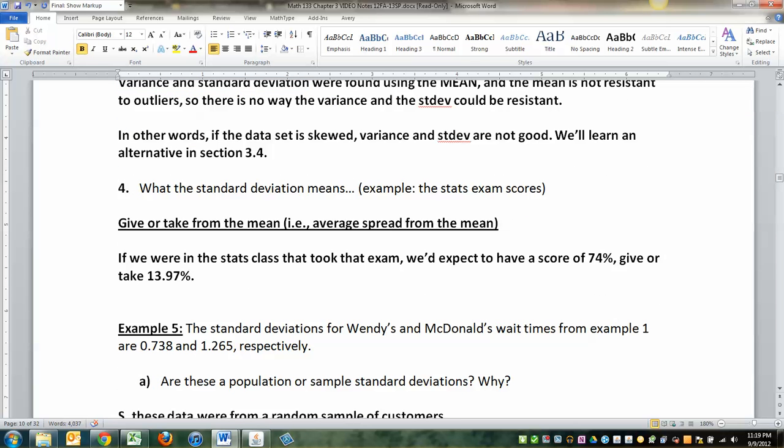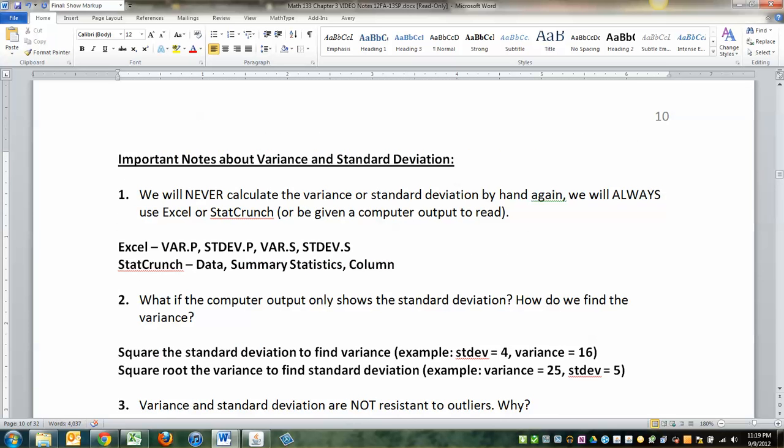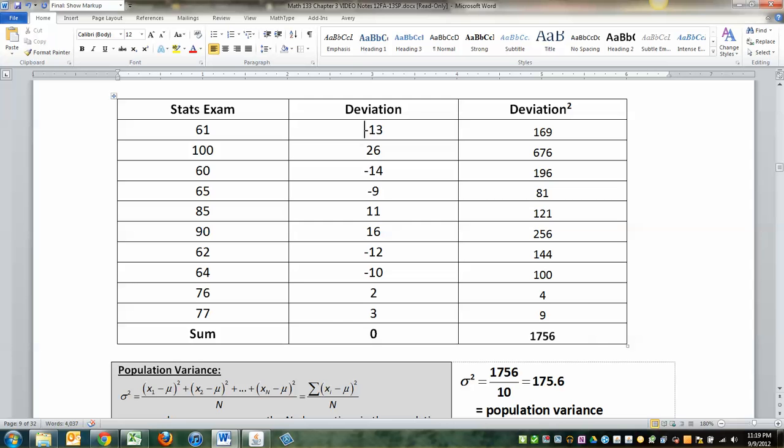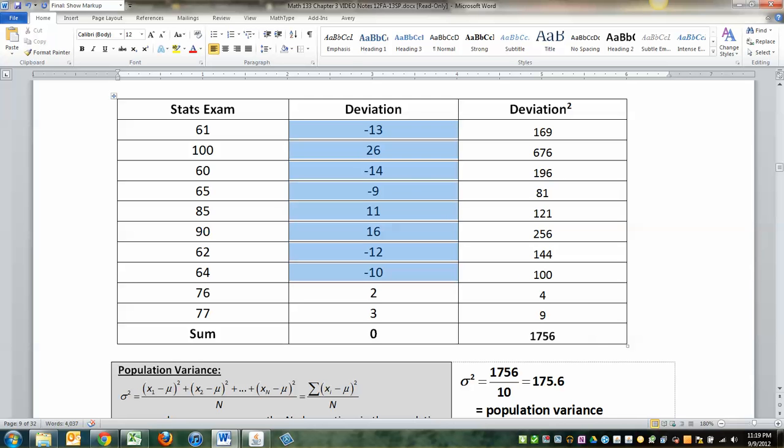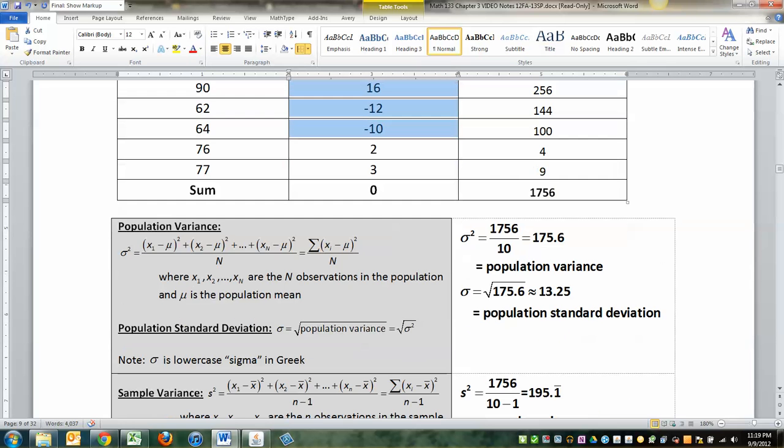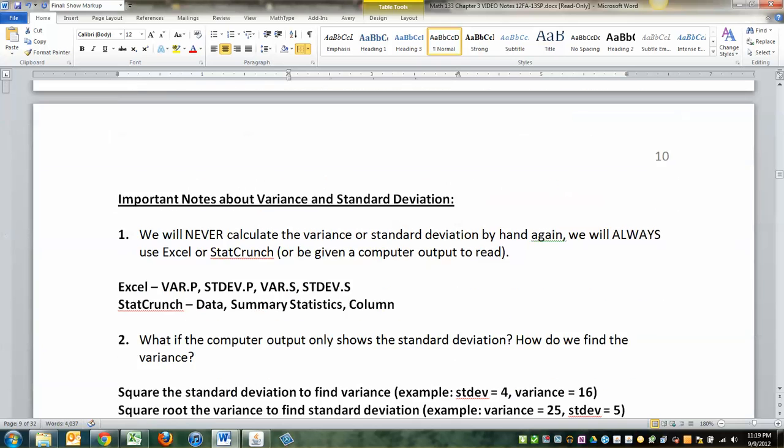All right. What does the standard deviation mean? And there's a typo here. It should say stats exam scores. So it's your give or take from the mean. That's what standard deviation is. It is literally the average plus and minus from the mean, right? How much above and below the mean should you expect to be?